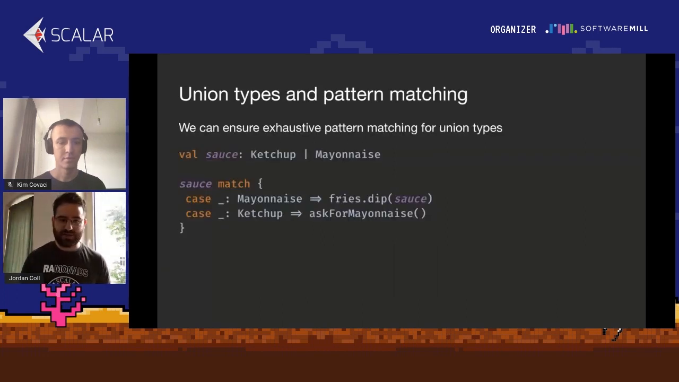So what are some things that we get with union types? Since union types specify exactly their subtypes, we can ensure exhaustive pattern matching. In this case, we know that Sauce can either be Ketchup or Mayonnaise, and that's it. So we can handle each case accordingly.